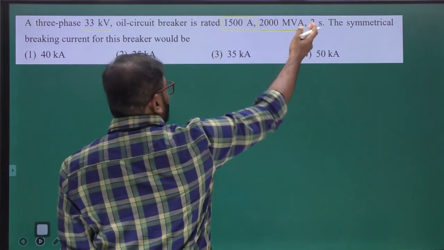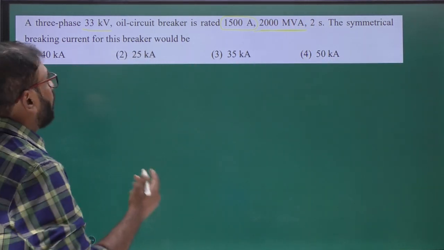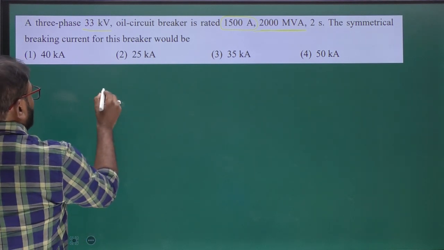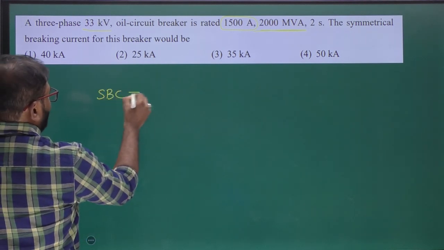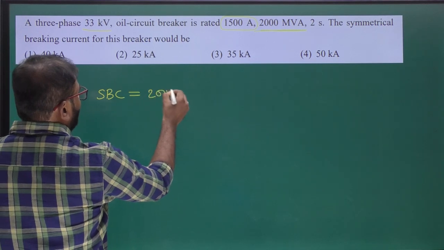This 2 seconds is the open time of the breaker. Now, as per the question, the symmetrical breaking capacity is given. That is 2000 MVA.